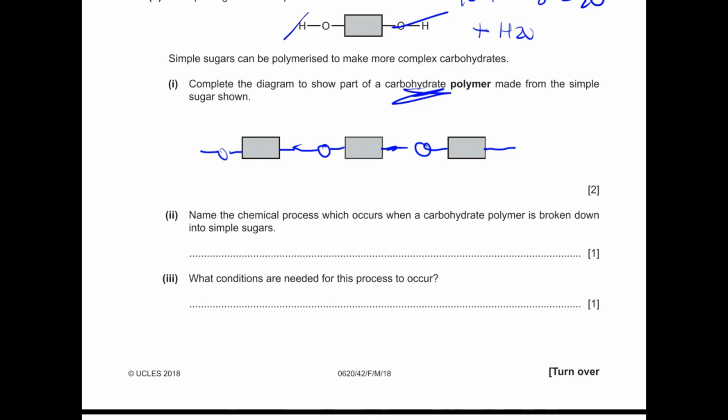Name the chemical process which occurs when a carbohydrate polymer is broken down into simple sugar. This process is called hydrolysis. What conditions are needed for this process to occur? We need either enzyme or acid.